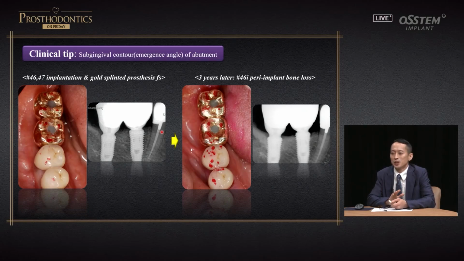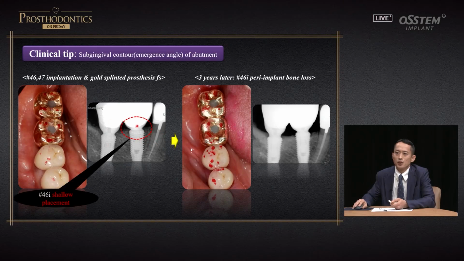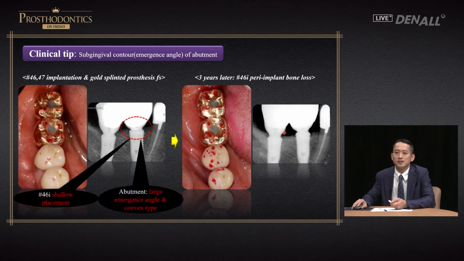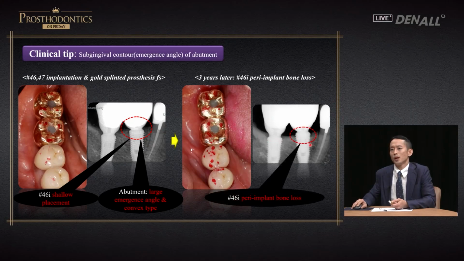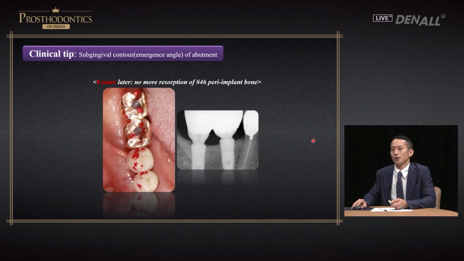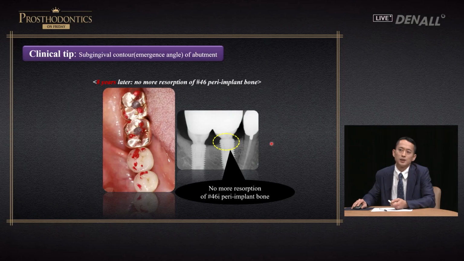In this case, I did the same. The implant is placed shallow, and on top of implant platform, the soft tissue thickness is very thin, and I used an abutment with big emergence angle and convex form. With time, you can see that there's surrounding bone loss. The patient took diligent care of the teeth, so the bone loss discontinued after a certain while. The oral hygiene was extremely well maintained.